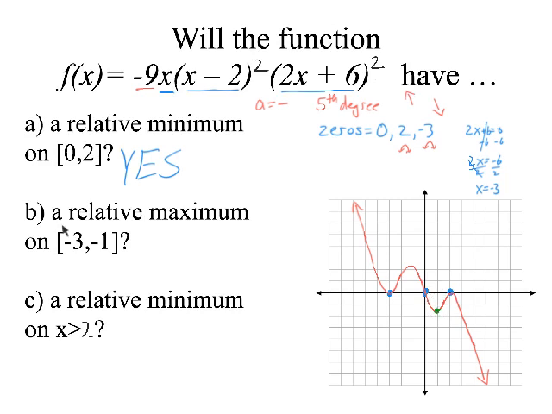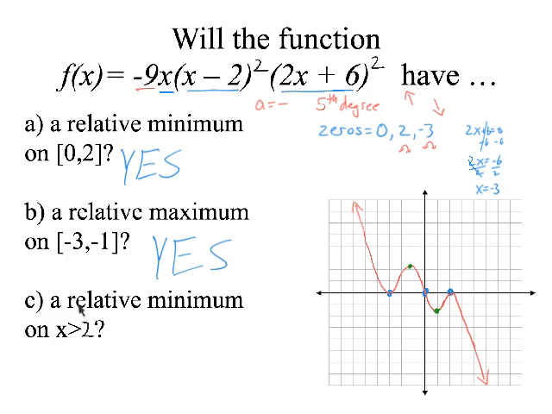Is there a relative maximum of negative 3 to negative 1? So negative 3 to negative 1, is there a relative maximum? Wait, there it is, right there. Yes, there is, in that interval somewhere. Mine is specifically right there, but yes, we just noticed there is a relative max in that interval.